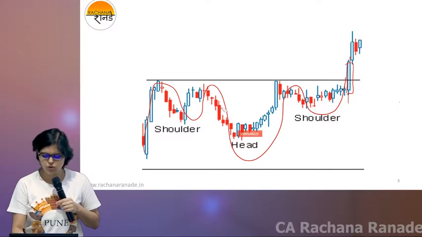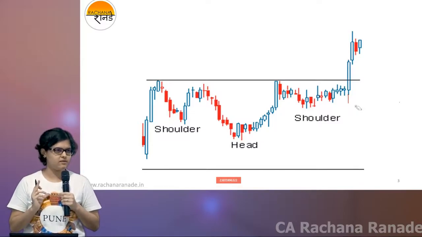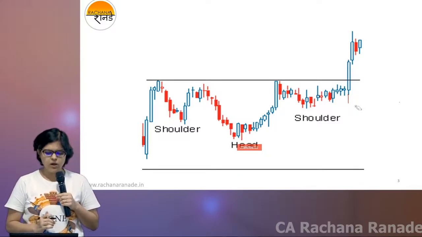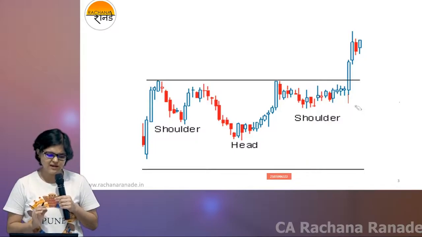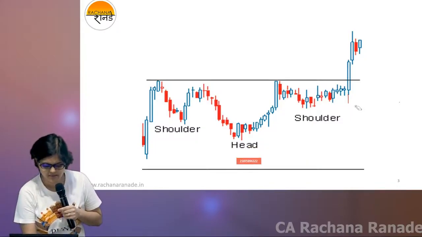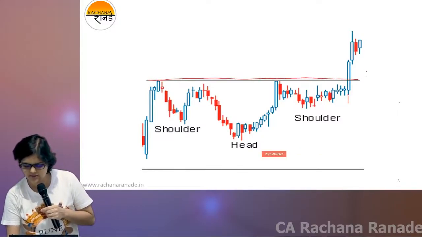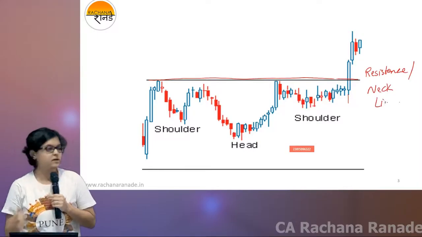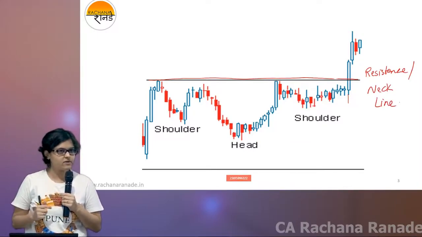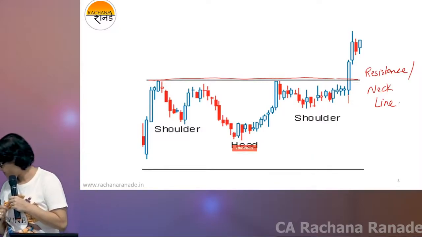Let's now understand how do I calculate what my price target is. First we'll talk about price target, then time target. Can you tell me which is the resistance line which is creating the problem? The upper line, this line is called the resistance line, or this is also called the neck line. Resistance line or the neck line, if you want to write it simultaneously.